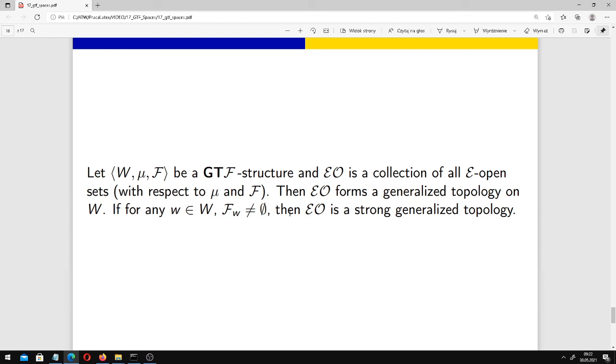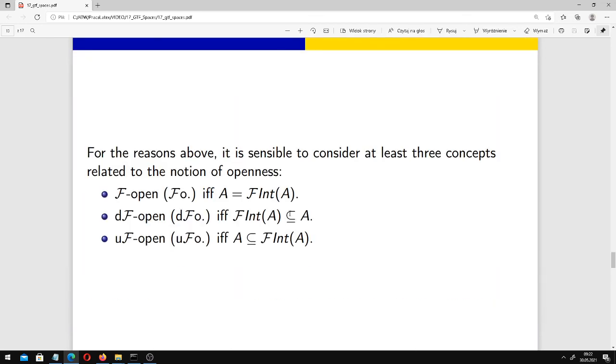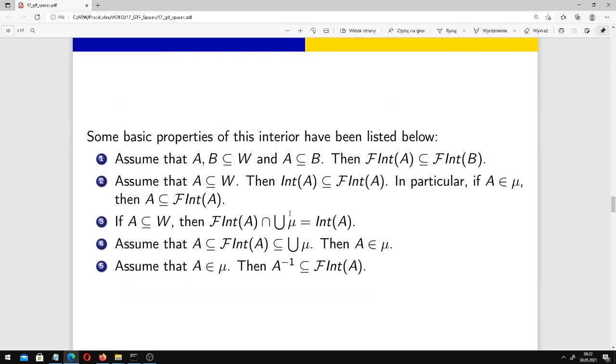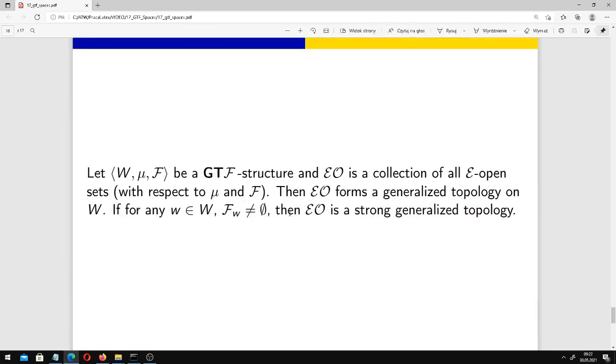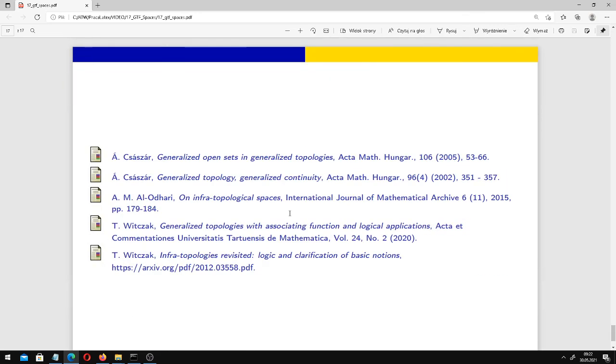Also, the concept of convergence and generalized sequences and nets has been discussed. So I encourage you to consider these spaces and to discuss them and to investigate them and to expand them. Thank you very much for your attention, and this is our bibliography, as you can see.